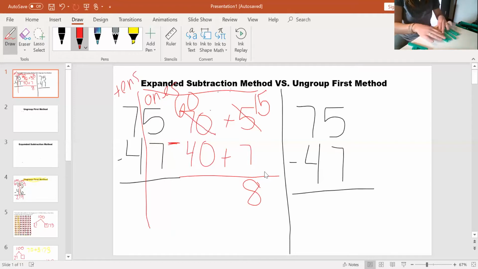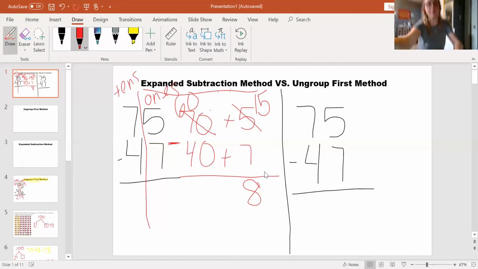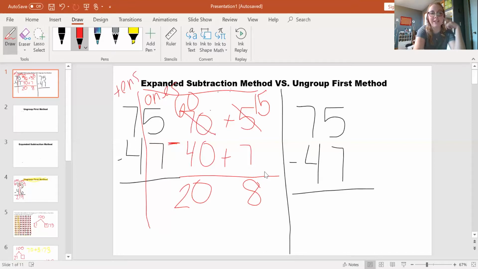Whoops, I'm not supposed to be over here. My mistake. So now I have 10, 20, 30, 40, 50, 60. If I take 4 tens away, I'm left with 10, 20. 60 minus 40 is 20, and then we have to do 20 plus 8, and that equals, I'm just going to put that down here, 28. So our answer, 75 minus 47, is 28. That is the expanded method.